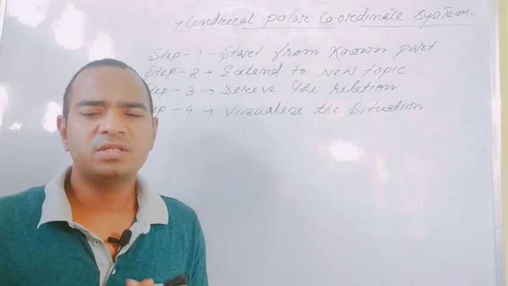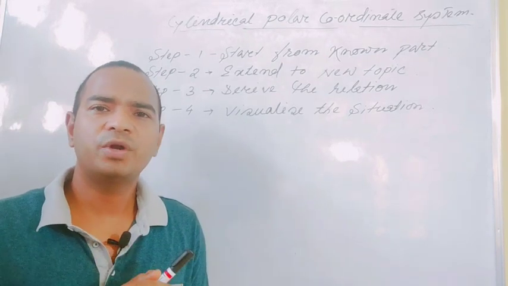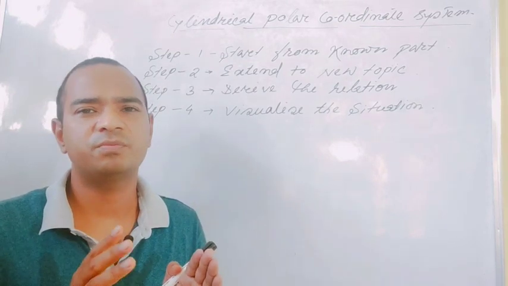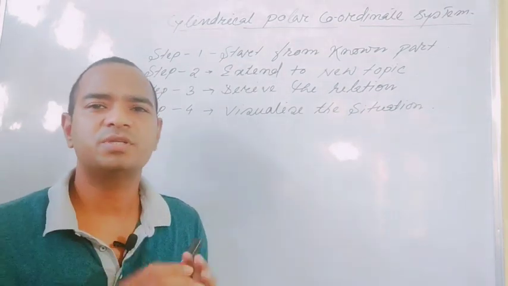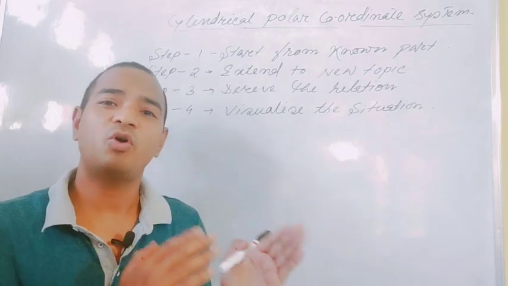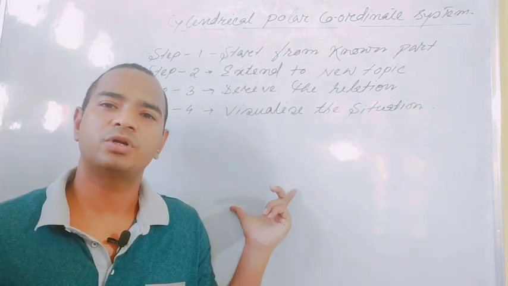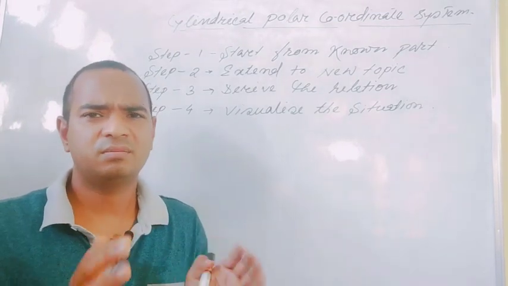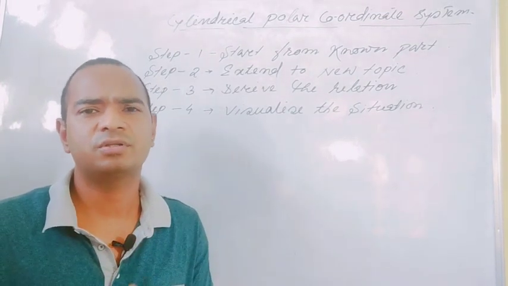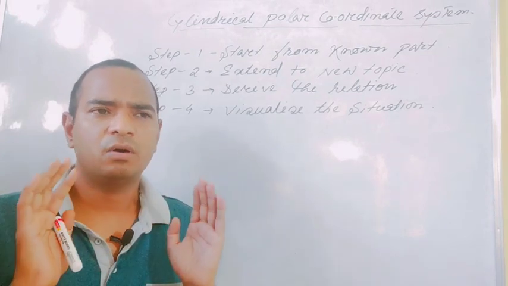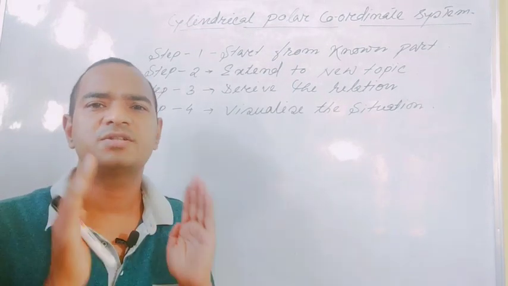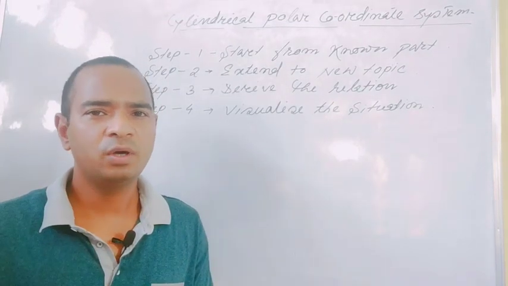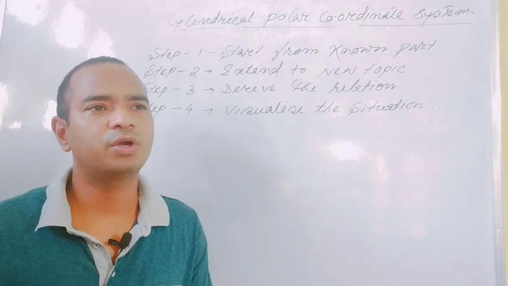So when we start this cylindrical polar coordinate system, we have to see that this is a three-dimensional object. Cylinder is a three-dimensional object. We have to draw it on a two-dimensional board. So visualization of this coordinate system becomes difficult for the student. So what we will do is first try to understand what this coordinate system is and how to relate it with the Cartesian coordinate system.